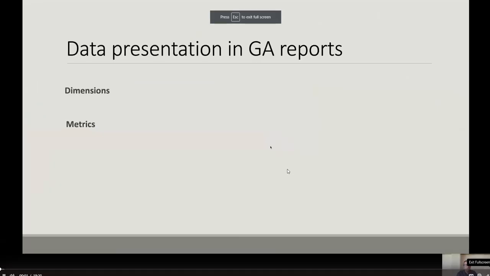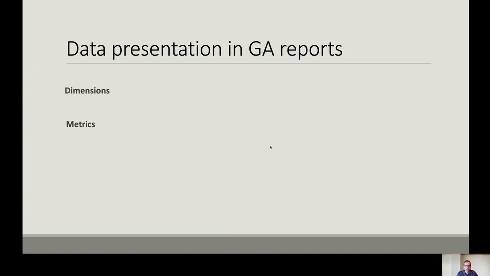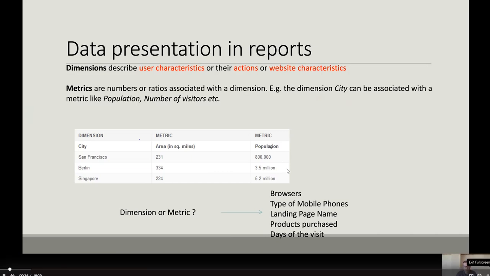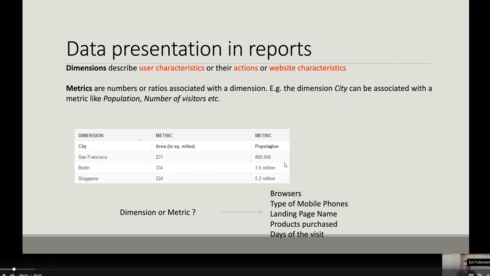We now want to understand how data is presented in Google Analytics reports. In order to understand this, we have to understand the difference between dimensions and metrics. Dimensions describe the users or websites. So in that sense, we are talking about website characteristics, user characteristics, or the actions of users when we talk about dimensions. On the other hand, when we are talking about metrics, we are talking about numbers or ratios that can be associated with the dimension.